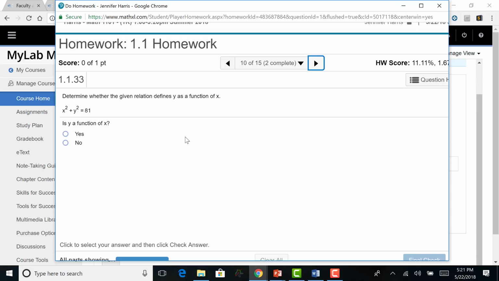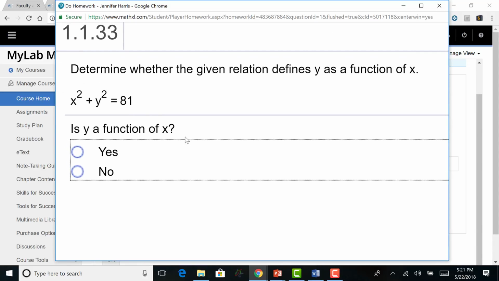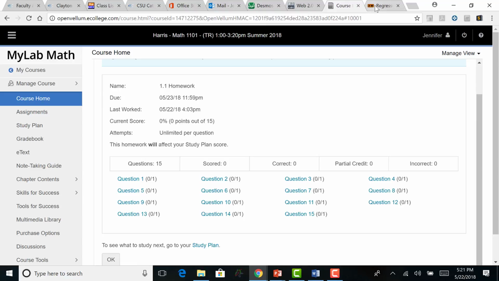Alrighty, now this one, again, if you know what that equation is and you know what this shape is going to look like, you'll know how to answer without graphing it. So if you know what that is, you can tell me right now, is this a function? Yes, it is a function, or no, it's not? Do you know what the shape is? Well, let's put it in and see what it's going to look like.